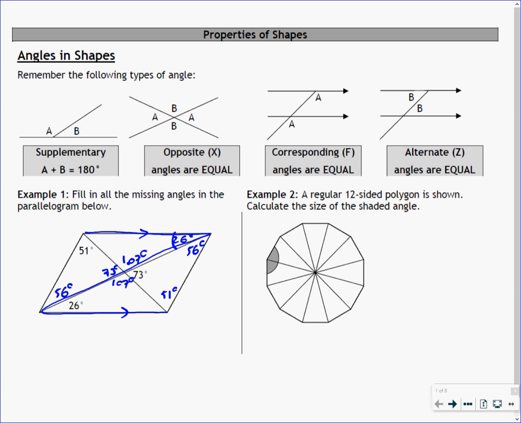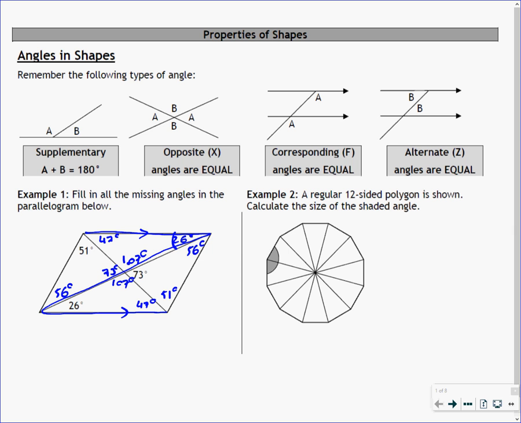In the bottom triangle, we have 107 plus 26. Away from 180 gives us 47, and it'll be the exact same up here of 47 degrees. Okay, that should not be new to us in the slightest.